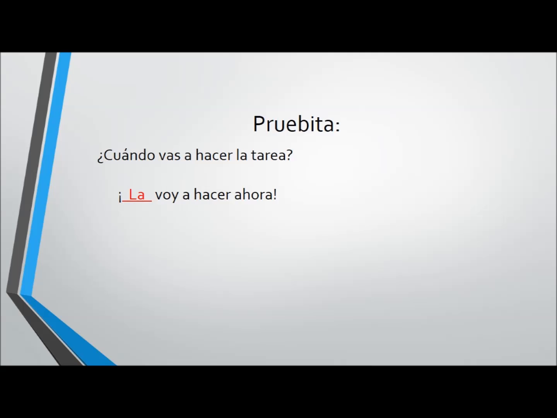But again, you have an infinitive verb. So if you have an infinitive verb, you of course can attach it to the infinitive verb instead of putting it in front of voy. You attach it to hacer. It's still going to be I'm going to do it now. And that changes to voy a hacerla ahora. So whether you have la voy a hacer ahora or voy a hacerla ahora, they both mean I'm going to do it now. Talking about homework.